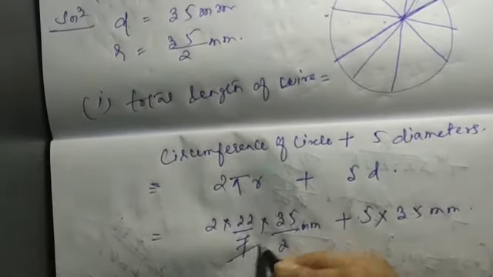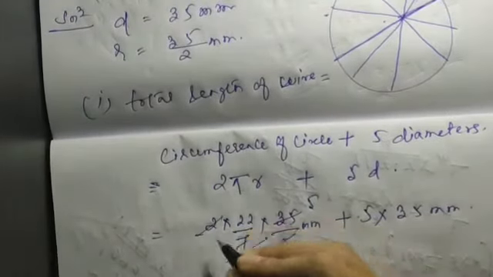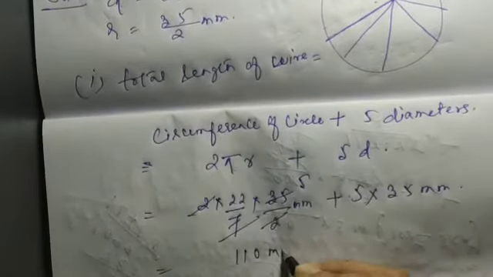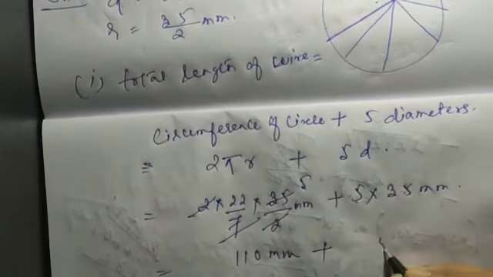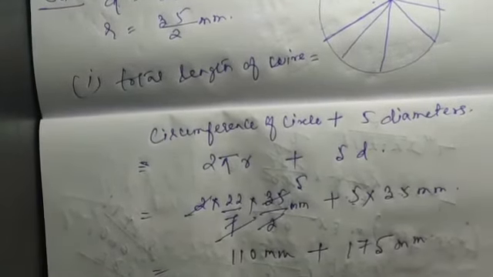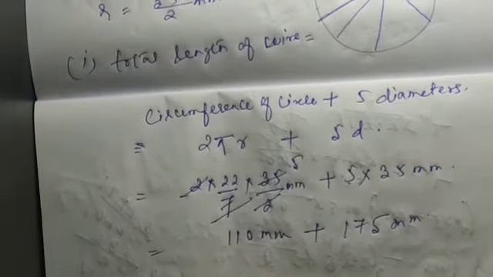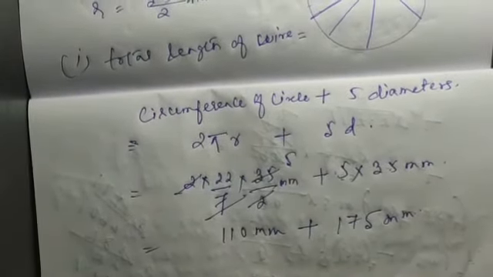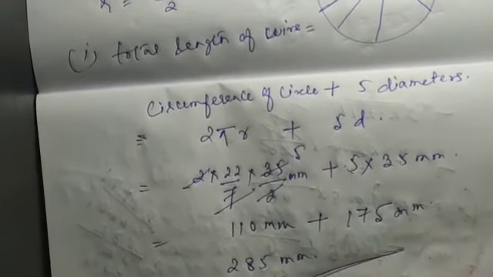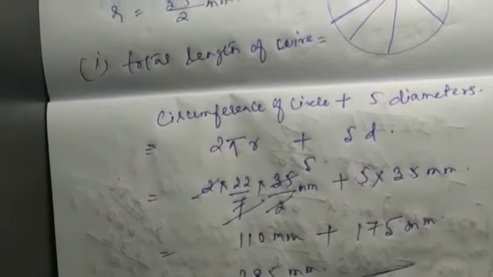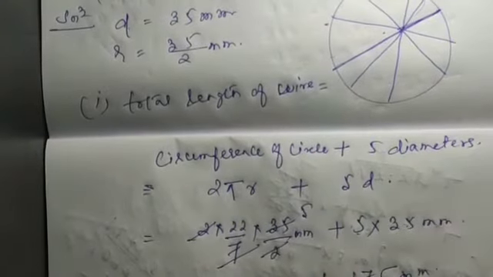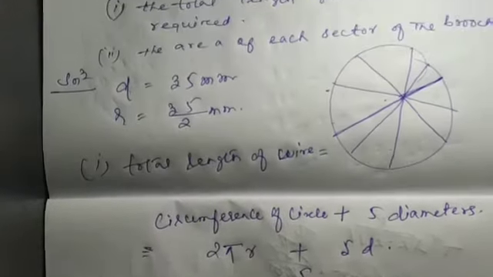Done. 7 5 ja 35, 2 cancel. 22 into 5, 110 millimeter, plus 5 into 35, 5 5 ja 25, and then 2 5 ja 15, 16, 17, 175 millimeter. Done. So 110 plus 175, how much will it be? 285 millimeter. So this much length of wire is used to make this brooch. So how did we get it? Circumference of circle plus 5 diameters. Done.